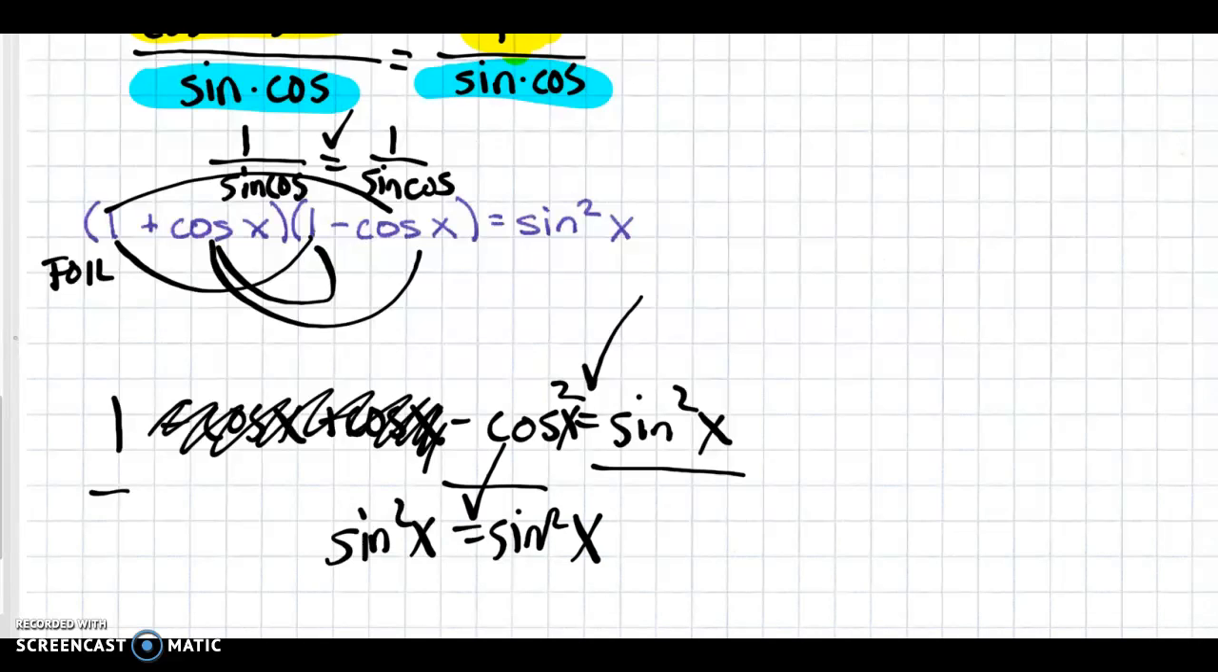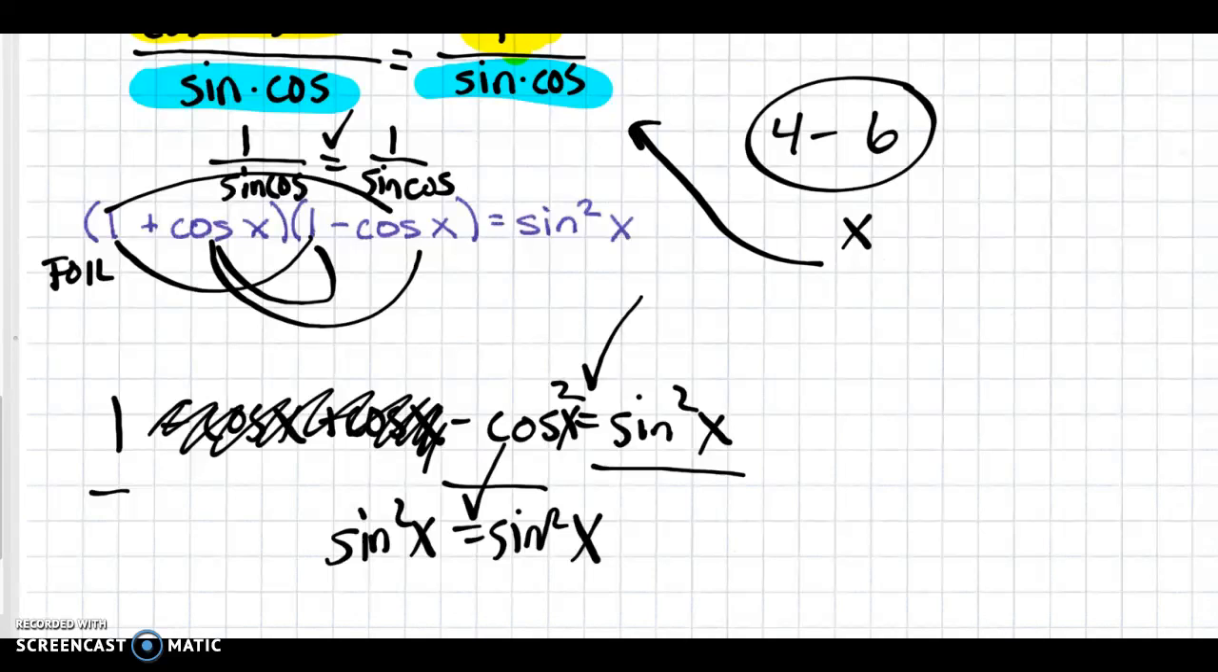Okay, so in terms of problems on tomorrow's quiz, there's going to be 4 to 6 to solve. Most are going to be all multiplying, but there may be 1 or 2 like these right here. Okay, give it a shot. Take care.